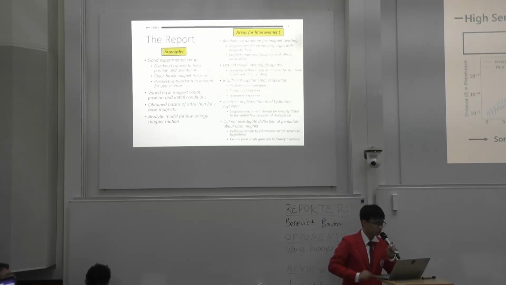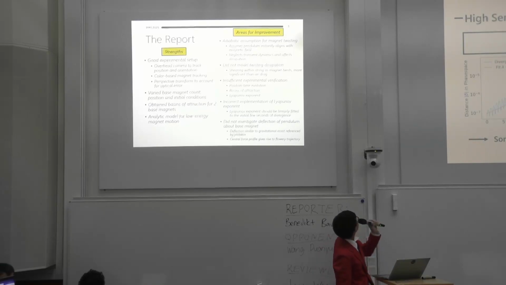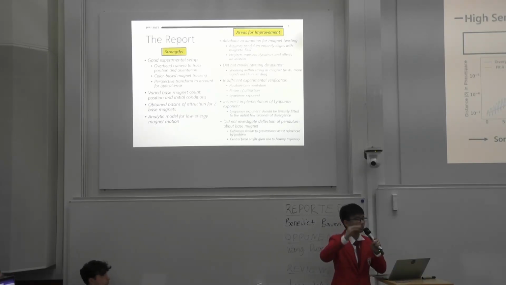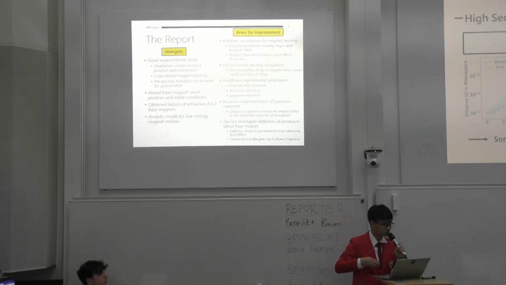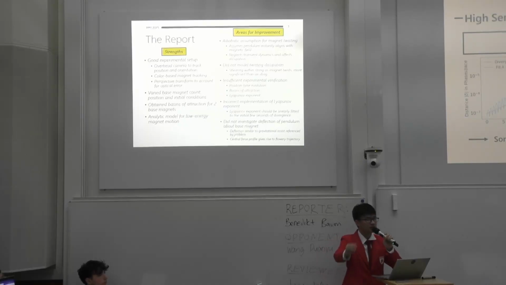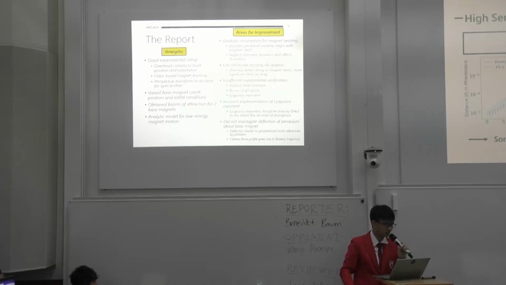So moving on to the strengths of the report. Firstly, I believe that the report has a good experimental setup. They use an overhead camera to track the motion of the magnet, and they use color-based magnet tracking, which I believe is more accurate than, for example, hand tracking. They also use a perspective transform to account for the optical error in the camera, which is important given that the camera they use was put relatively close to the magnet, and this accounts for the parallax error.